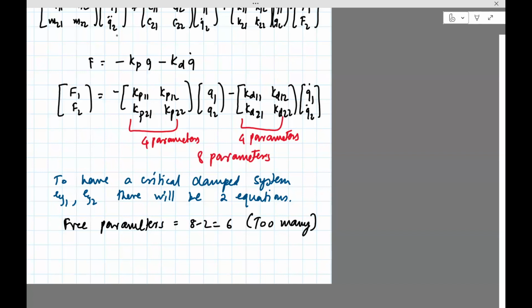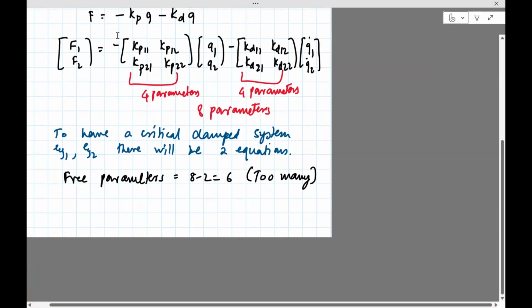This is going to be a nightmare to tune or choose 6 numbers. It can be done. And then if you go to 3 dimensions, 4 dimensions, the number of free parameters keep increasing. So this is not a very good solution. We just don't want to keep tuning parameters.